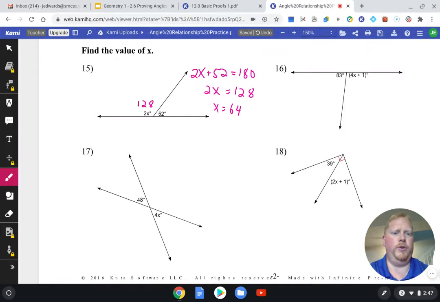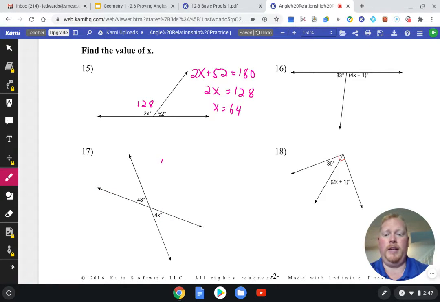Let's do another example real quick. Number 16 is the exact same type of problem, so I'm not going to do that. Let's take a look at number 17. Here we have the example of vertical angles. So two angles directly across from each other. So you should know that vertical angles are congruent.